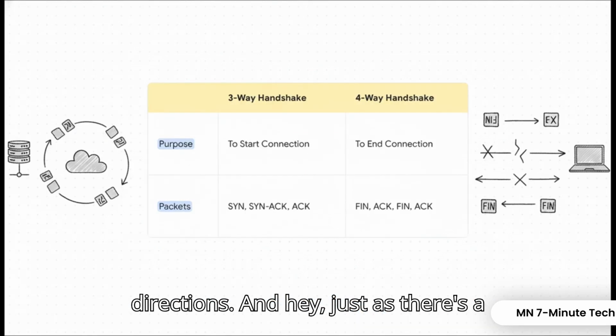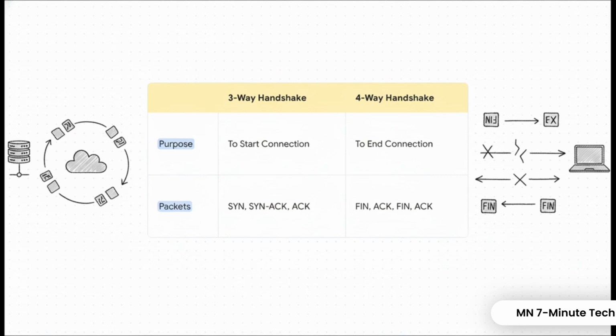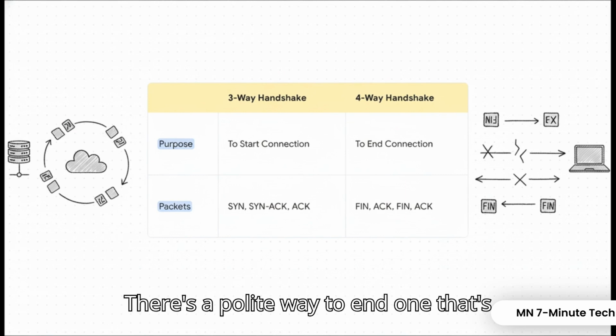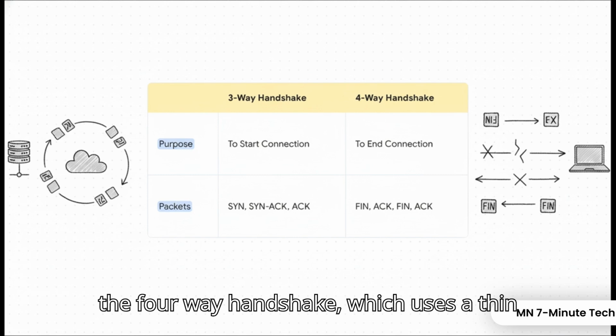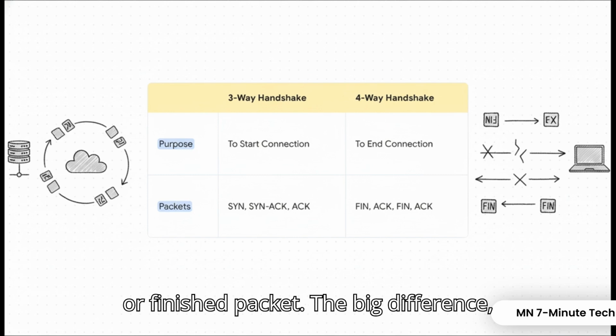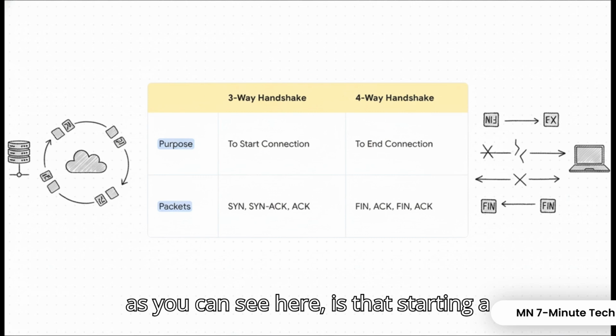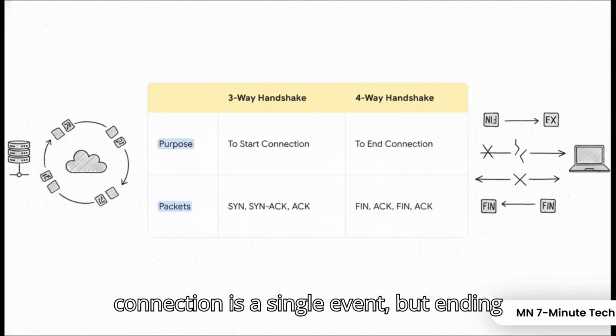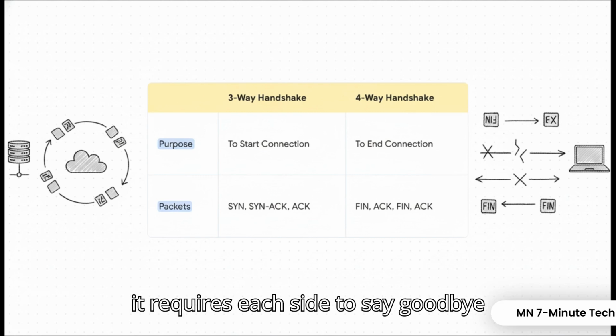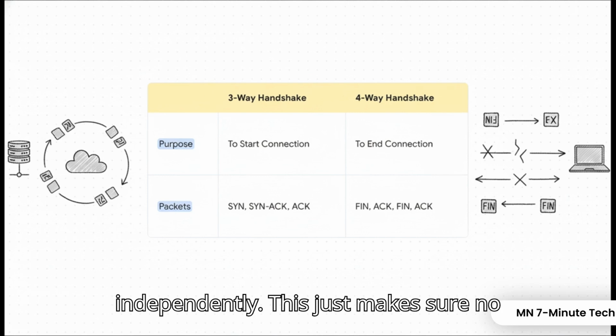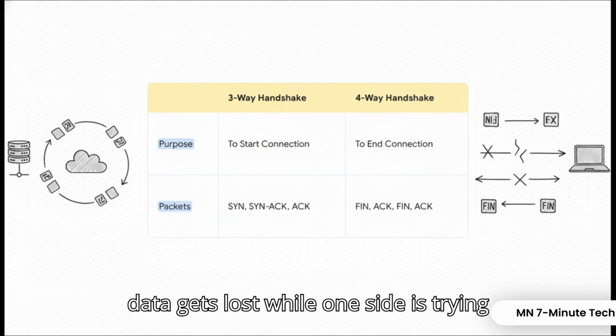And hey, just as there's a proper way to start a conversation, there's a polite way to end one. That's the four-way handshake, which uses a FIN or finish packet. The big difference, as you can see here, is that starting a connection is a single event, but ending it requires each side to say goodbye independently. This just makes sure no data gets lost while one side is trying to hang up.